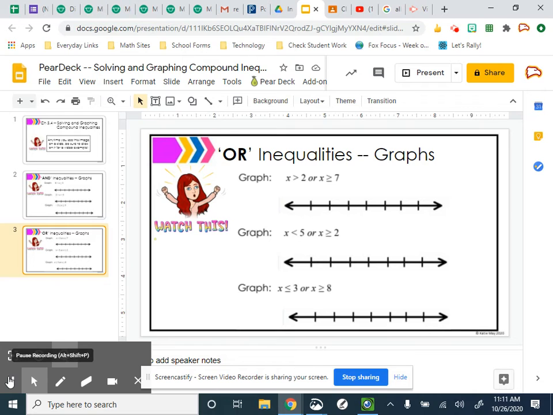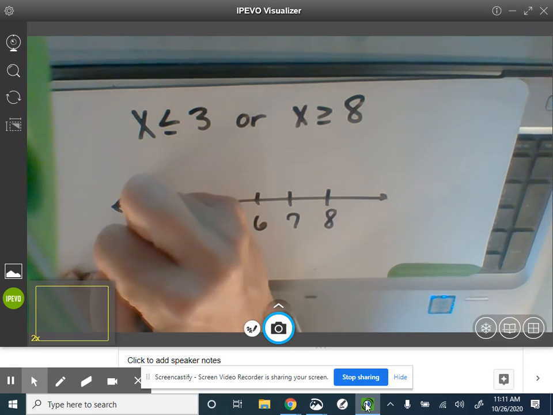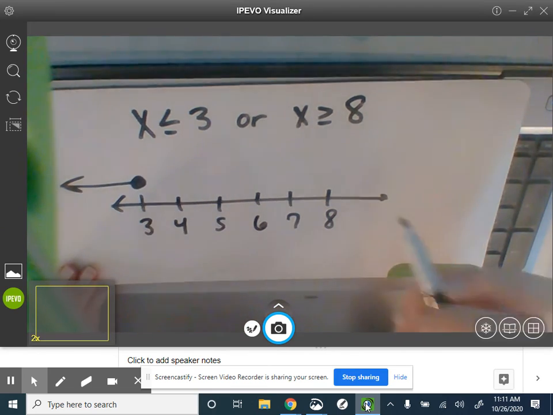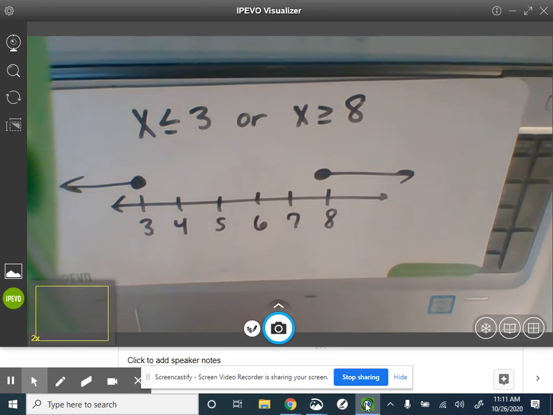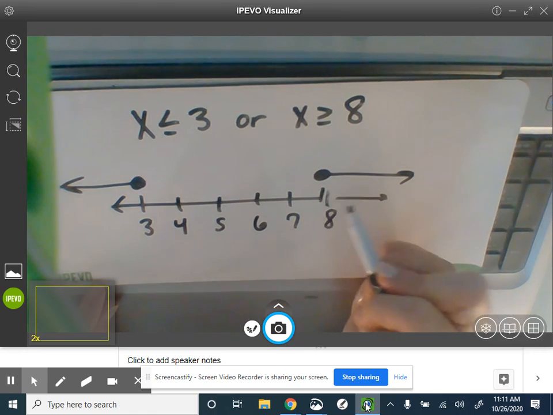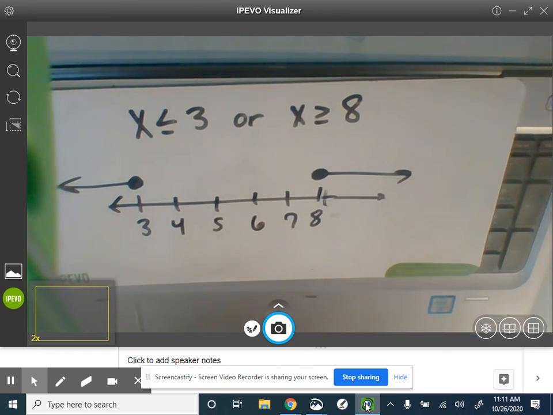All right, our last one, we have x is less than or equal to 3, or x is greater than or equal to 8. So we have less than or equal to 3, and we have greater than or equal to 8. So this is going to be our most traditional OR statement. That should be a little further over to be right above 8. All right. So this is the one you'll see most often.